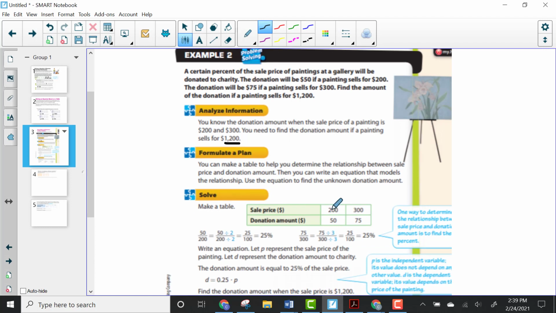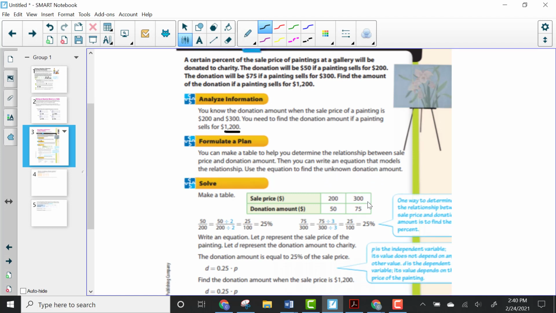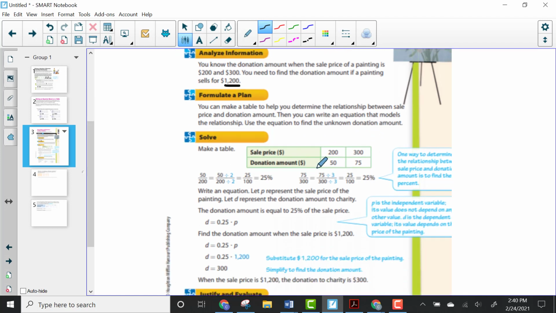Next, we want to formulate a plan. So we need to make a table that can help us to determine the relationship between the sale price and the donation amount. So we've already looked at tables, and we can see how easy some of these problems can be to figure out. And then we can write an equation that models a relationship, and we can use the equation to find the unknown donation amount.